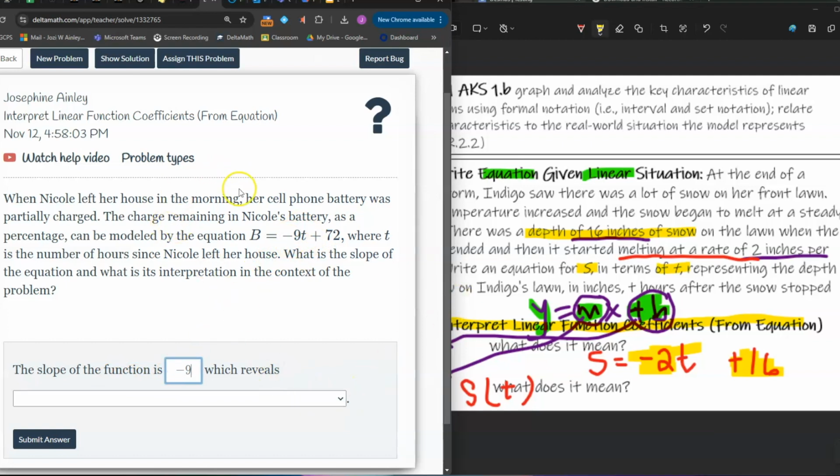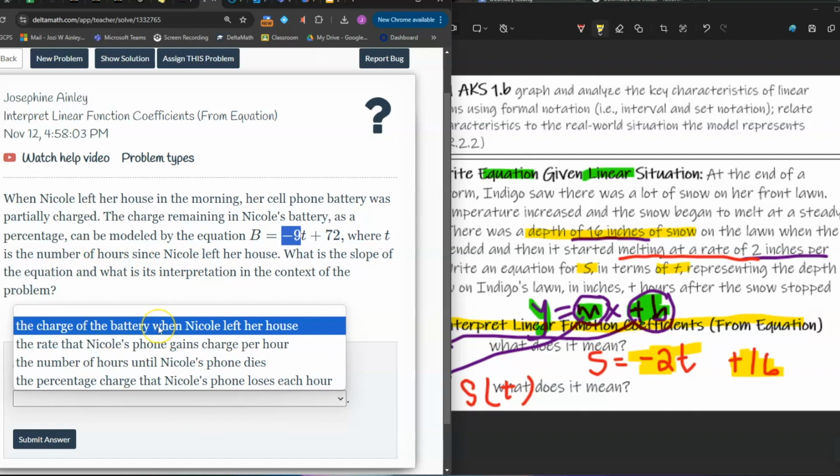All right, so when Nicole left the house this morning, her cell phone battery was partially charged. The charge remaining in Nicole's battery as a percentage can be modeled by this, where T is the number of hours since she left the house. So what is my slope? It's going down, my battery. I didn't have it fully charged, but it's going down by 9%, because it says in percentage, where T is the number of hours. So it's going down by 9% every hour. So that's what I'm looking for. Change the battery when the charge, no, that's like my start, right?